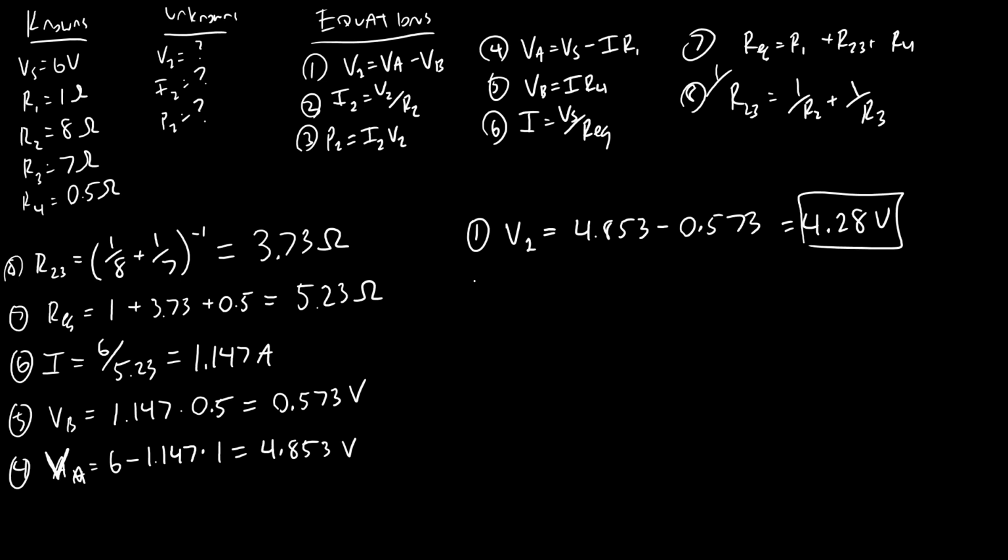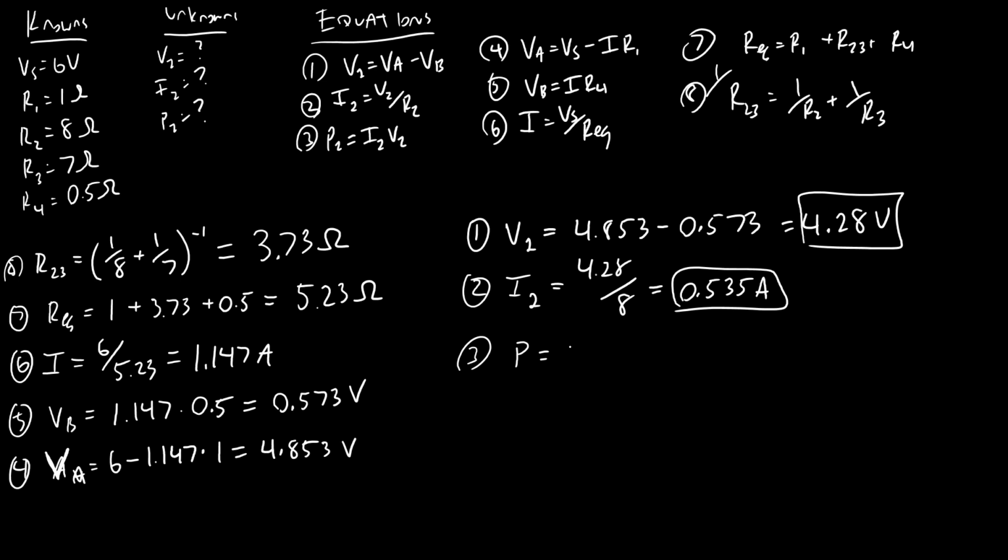Actually, before I do that, let's go through and solve for the I and P values with this method. So I2 is going to be V2 over R2, which is 4.28 over R2, which is 8, and that gives 0.535 amps. And then finally the power is going to be P equals IV, so that is 4.28 times 0.535, which gives 2.29 watts. So power is much higher in this case.